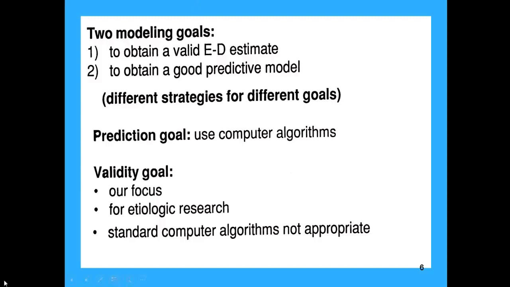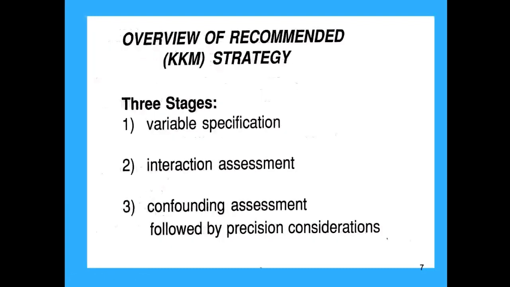Questions so far? Again, I realize it's hard to ask a question in this big room. So here are the three stages: variable specification, interaction assessment, and the third stage is a combined stage of confounding followed by precision. Those are the three stages. So what I'm saying is these are the guidelines.